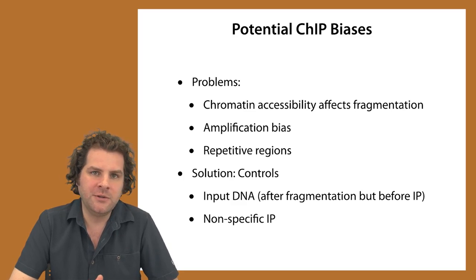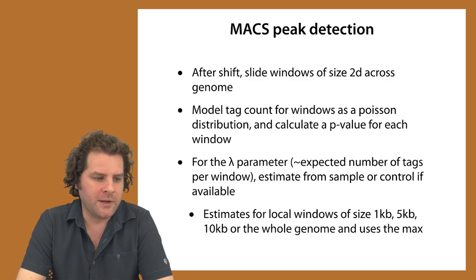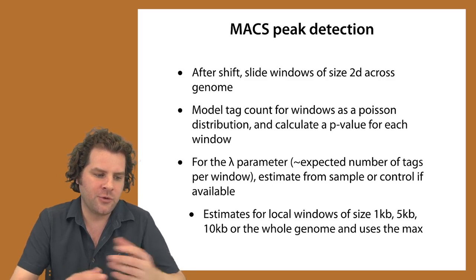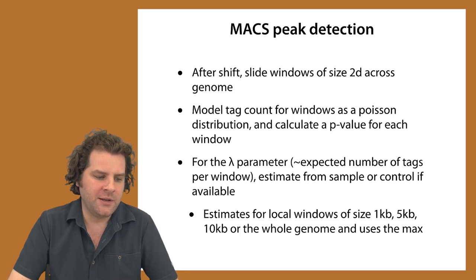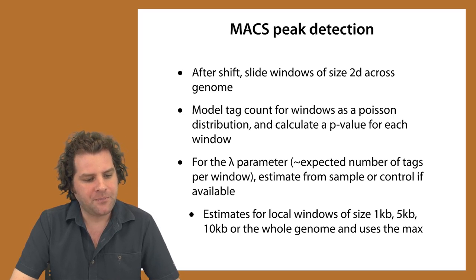And a common control is to use an input DNA control, where we have data that is fragmented, but the immunoprecipitation or the antibody pull down has not been performed. And so we're going to rerun our MACS peak detection, but now using a control. What this allows MACS to do is use that control data for determining the background expectation of the number of peaks you would see, and use that in making your peak calls. It also allows for MACS to compute a false discovery rate.